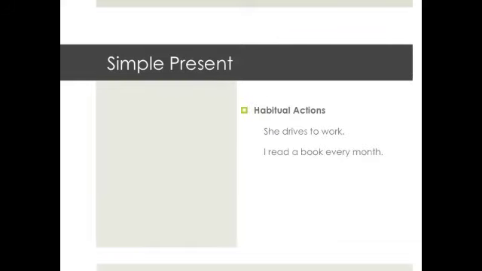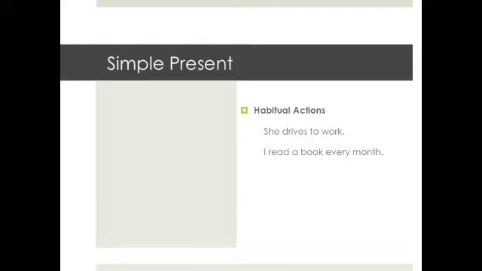Now that we know how to form the simple present, let's look at when we use the simple present. Okay, the first case is for habitual actions. Habitual actions are actions that happen at a frequency. They tell us how often something happens.